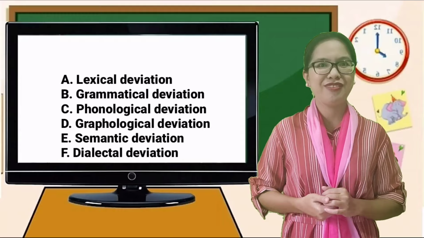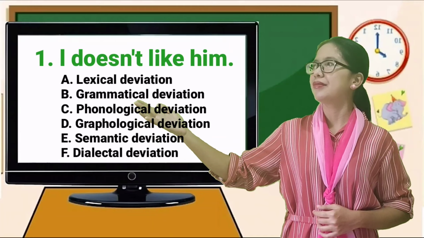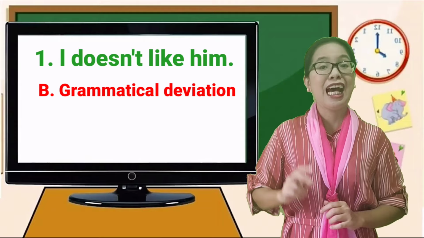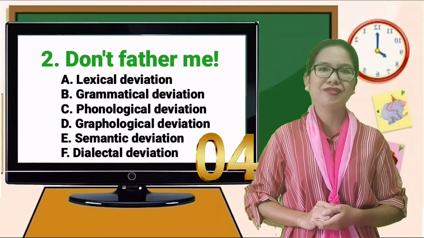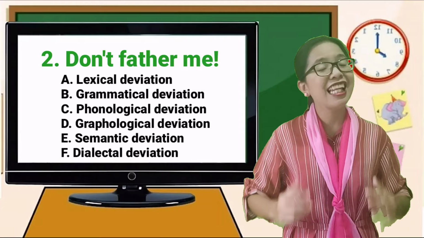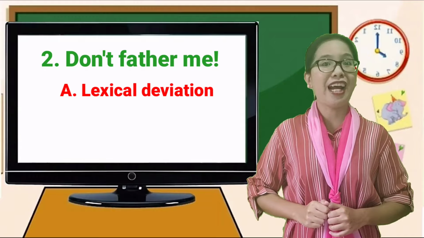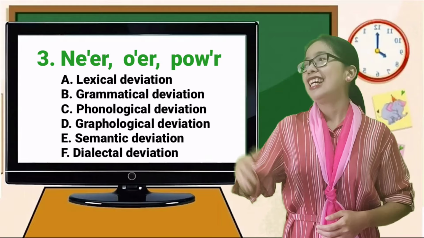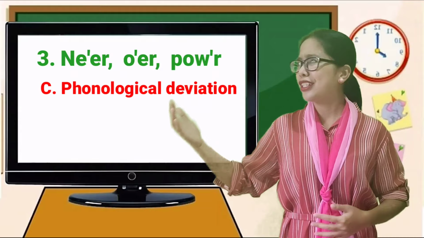The first example. Correct. This is an example of grammatical deviation. How about the second example? Excellent! This is an example of lexical deviation. And finally, of phonological deviation. Do you still remember this example given by Dr. Rosales with us last time?